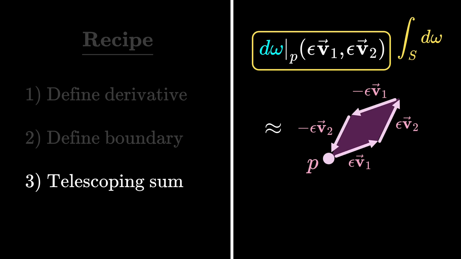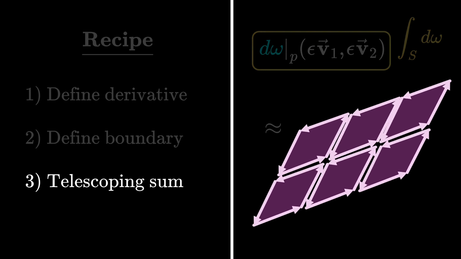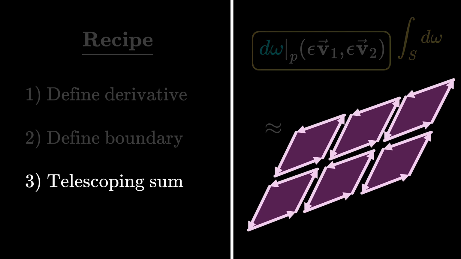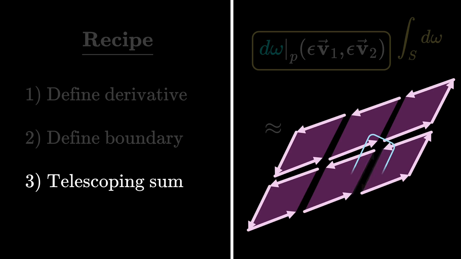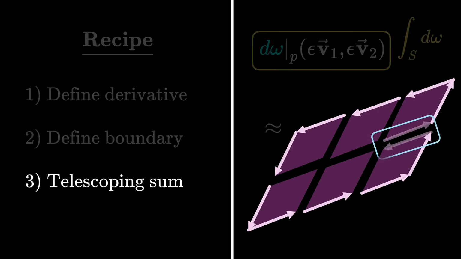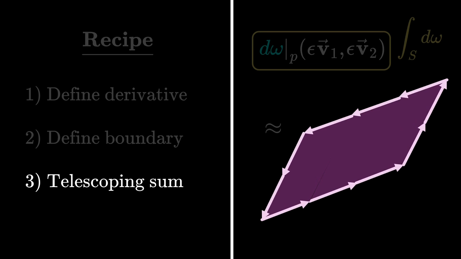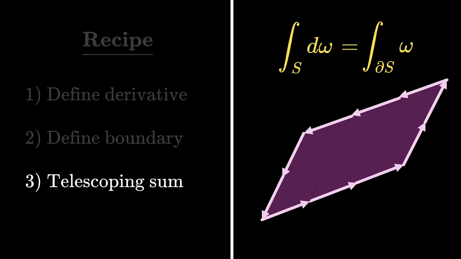On the other side, we get some sort of telescoping sum, because the interior edges are all traversed twice in opposite directions and cancel out, so we are left with the exterior edges. At the end, it sums up to the integral of omega along the oriented boundary. This is the Generalised Stokes Theorem for 1 forms. Let's go to 2 forms.